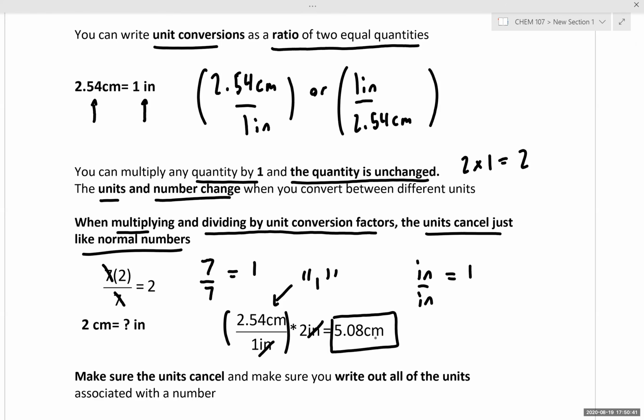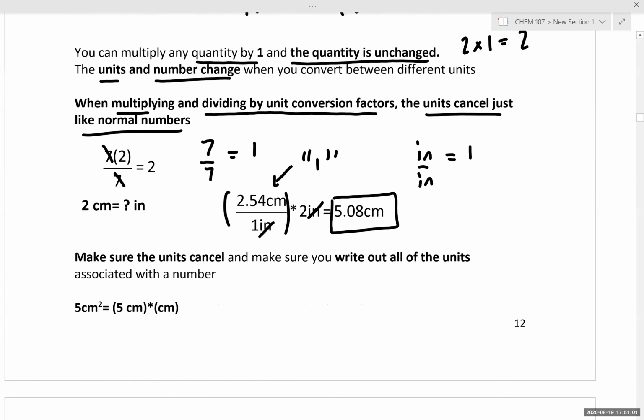Does this make sense to everyone? So write out your units and you'll see very clearly that if you have a unit on the top and on the bottom that's the same unit, it will cancel. Don't worry, we'll do more practice on this. I'm just explaining to you why these unit conversions actually work.